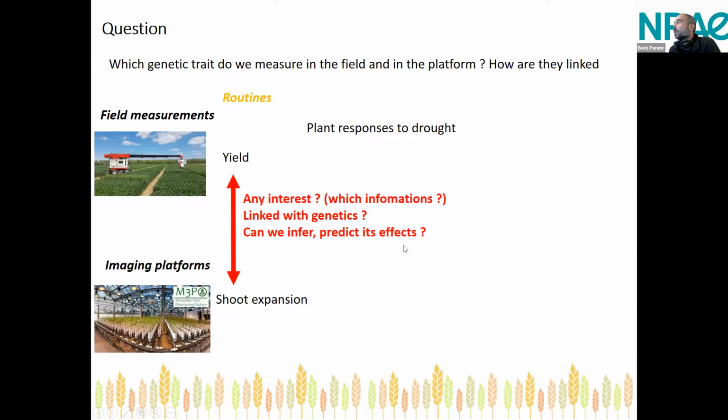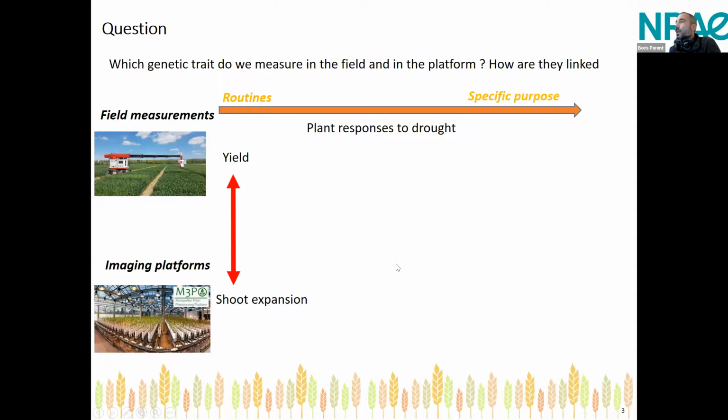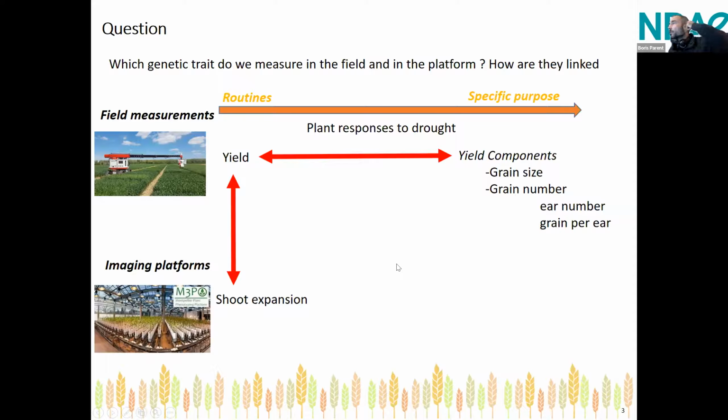So we wanted to link the traits, and to answer the first question, whether there is at least an interest of linking them, which information the platform can give, and to have it linked with the genetics, and can we use the trait we observe in the platform to predict or to infer the effects in the field with crop modeling, for example. So the strategy we had was first to analyze what was the response of yield to drought, which component was affected. So yield, the yield components, grain size and grain number, and for grain number, the ear number and the grain per ear.